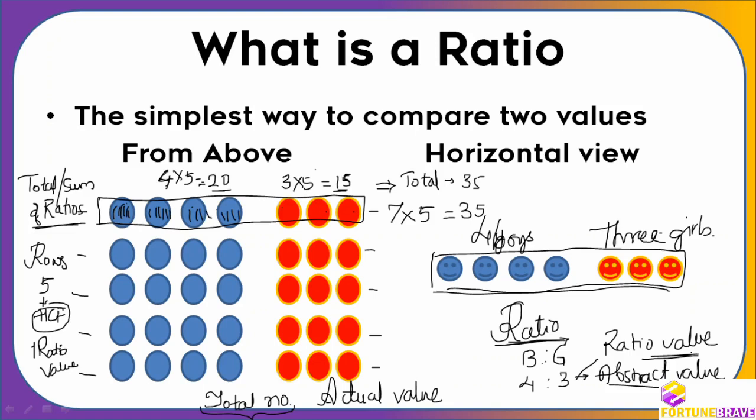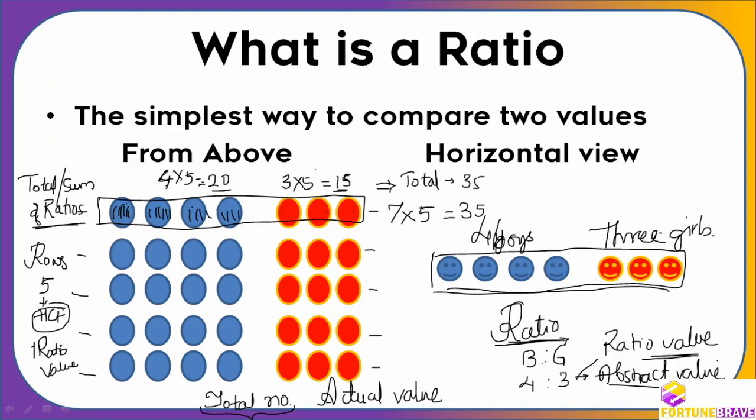Try to concentrate and see what I am saying. The ratio value of the boys in this particular case is 4, whereas the actual value of boys is 20. The ratio value of girls is 3 and the actual value of girls is 15. The sum of ratio values is 7, whereas the sum of actual values is 35. One more concept. The difference between the ratio values is 1.